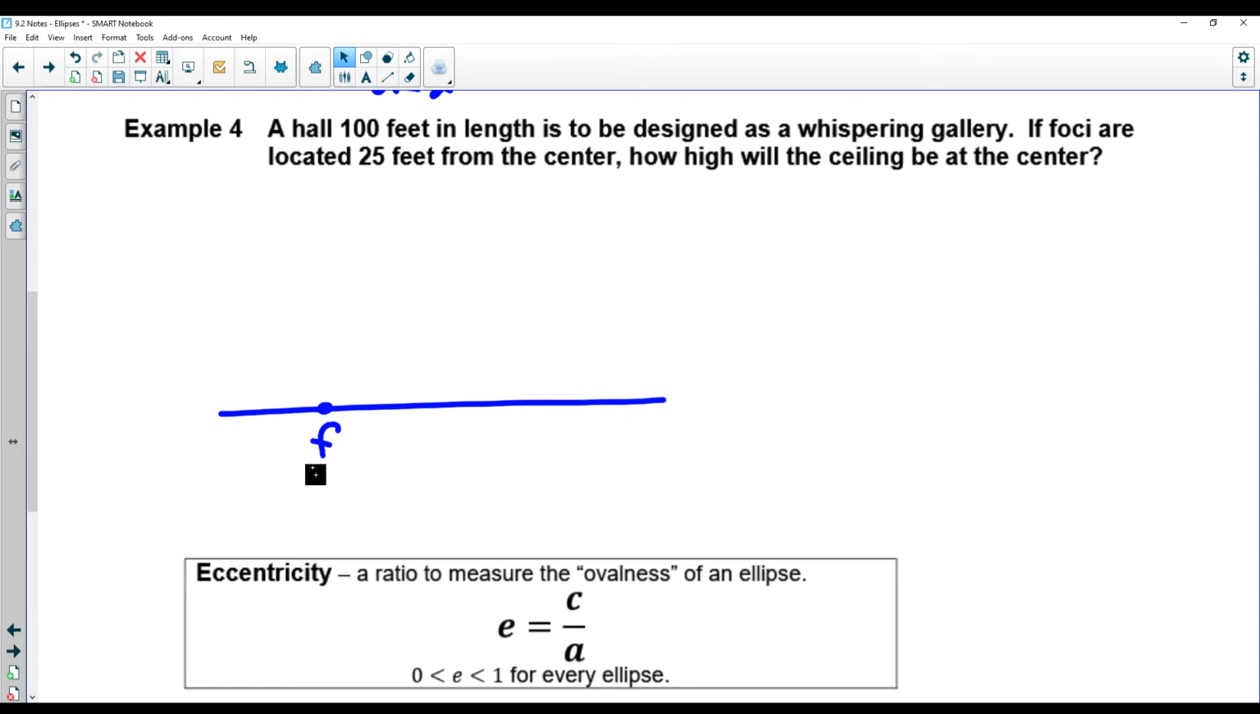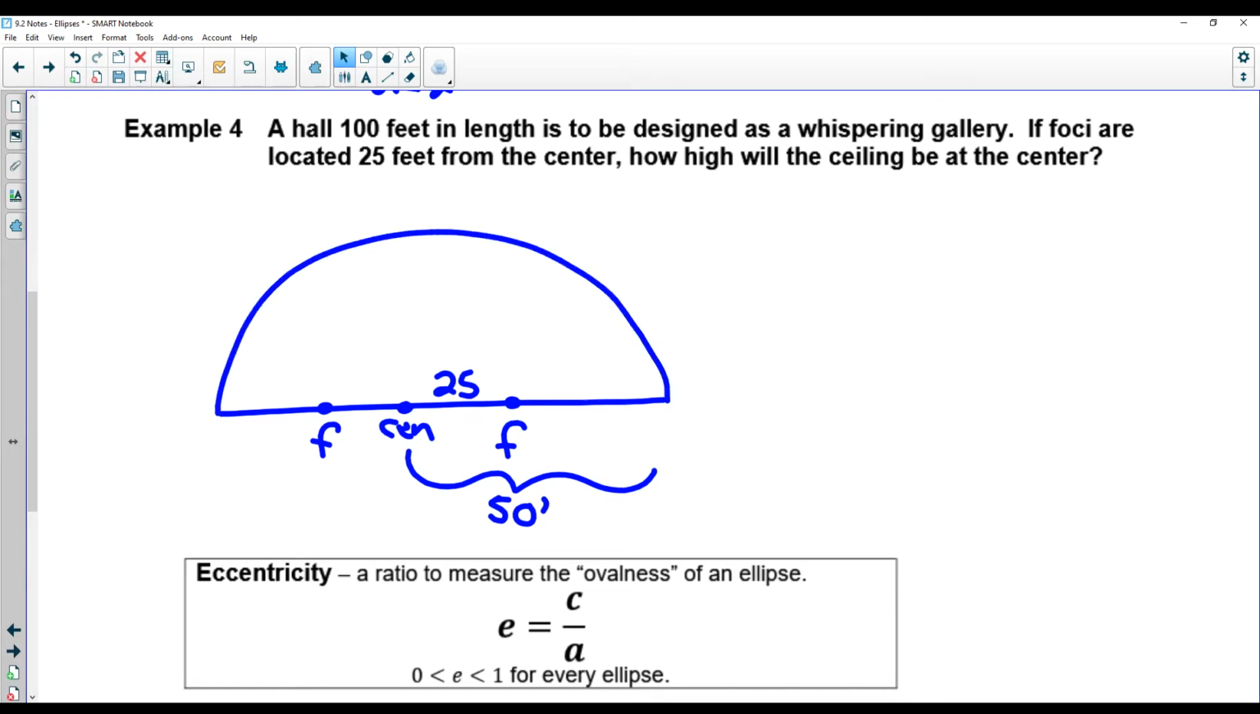So I got my foci here, and my foci here, my center would be here. I'll put CEN for center, this is 25 feet, and it's 100 feet all the way across, so I'm going to mark it like this, that is 50 feet. And they want to know how high the ceiling will be, so we got a semi-ellipse going here. This right here is what they're after, that length right there.